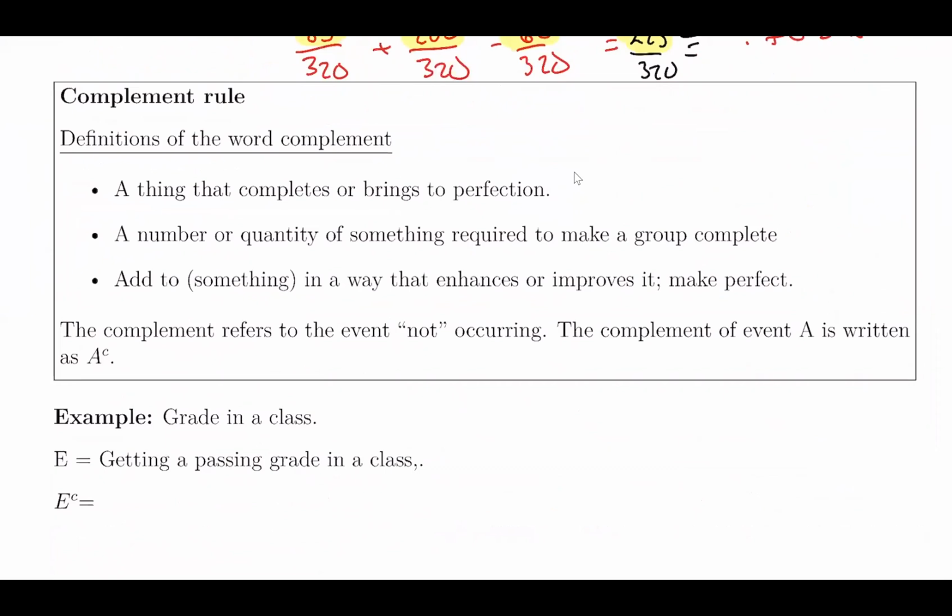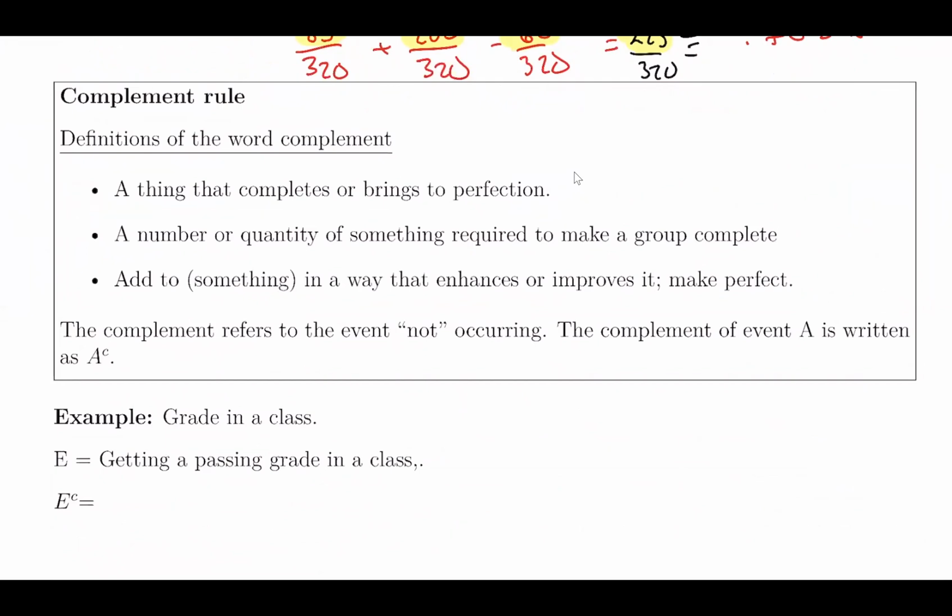All right. So up next, we're going to go over the complement rule. The complement rule essentially means that we want two events that complement each other. Kind of think about yin and yang, where they complement each other to make a whole object. So our whole object means it should add up to 100%.